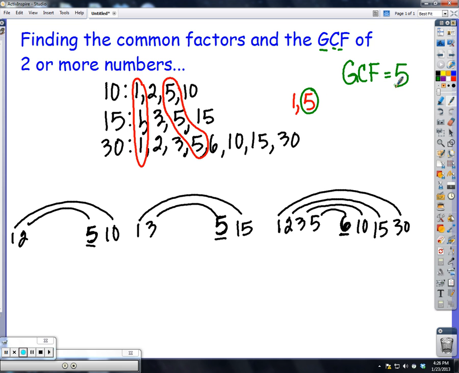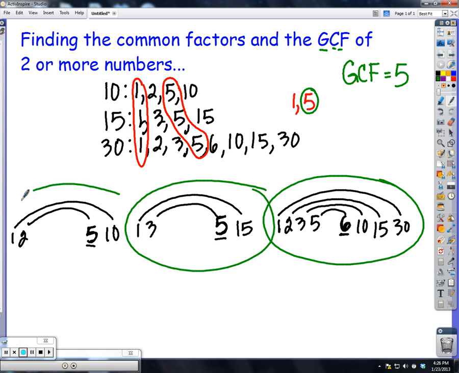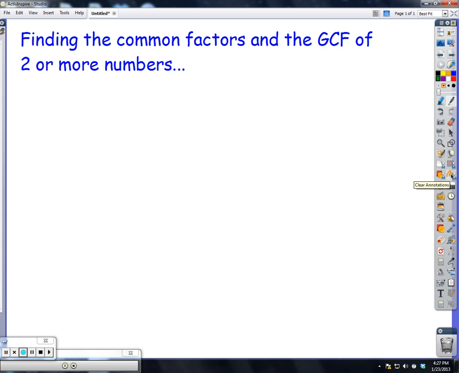So even when you have three numbers you're trying to find common factors for, you just simply have to make a separate rainbow pattern for each one of your numbers and then circle the ones that all three have in common with each other. Now, let's go back to another set of 2 numbers.